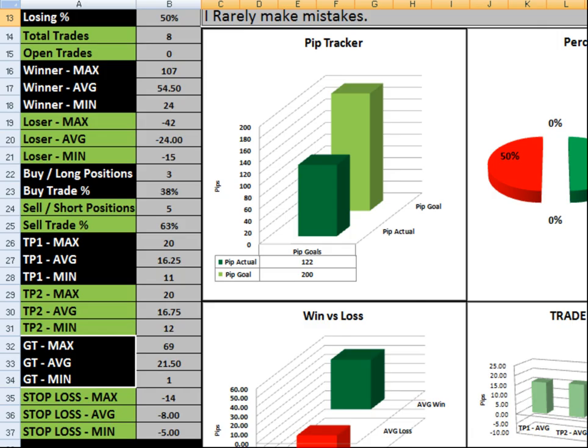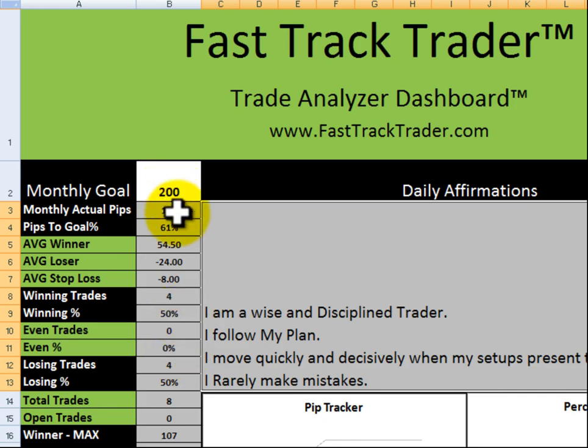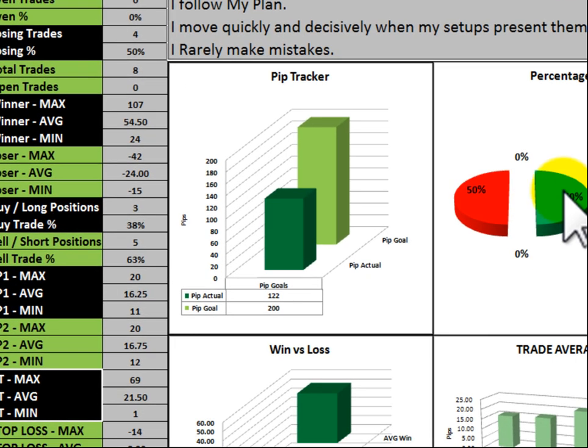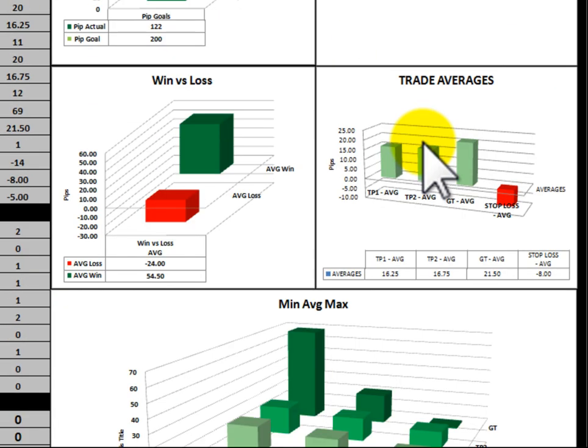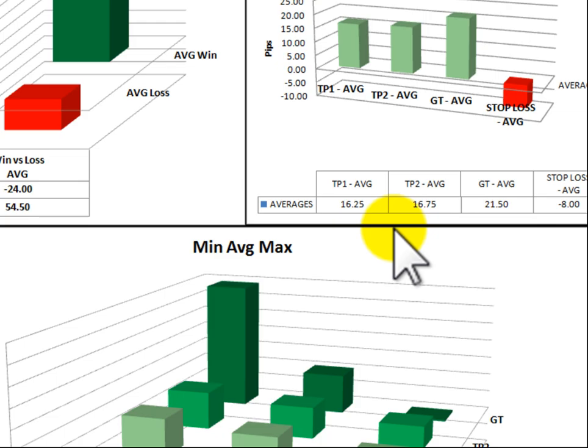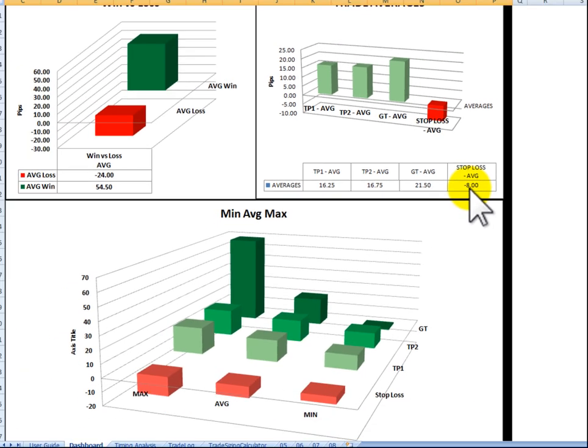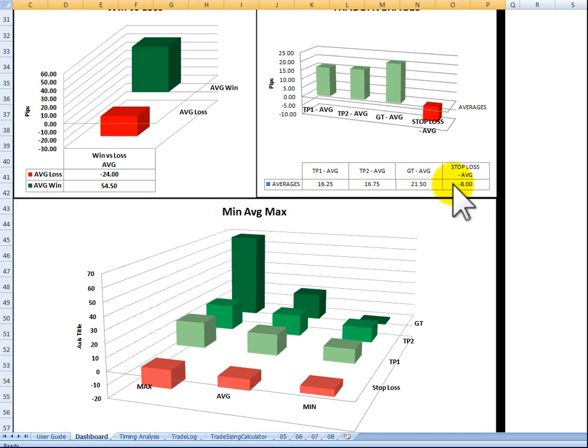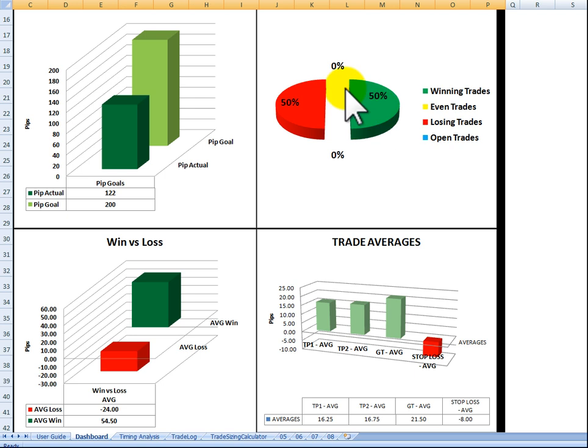Okay, so look at this. I'm up 122 pips, 50% winners. My average take profit is 16. Let me zoom in a little bit there. 16. And my average stop loss is 8. That's fantastic. That's what I'm looking for, when I win more than I lose, and my goal is to be winning more than I'm losing.